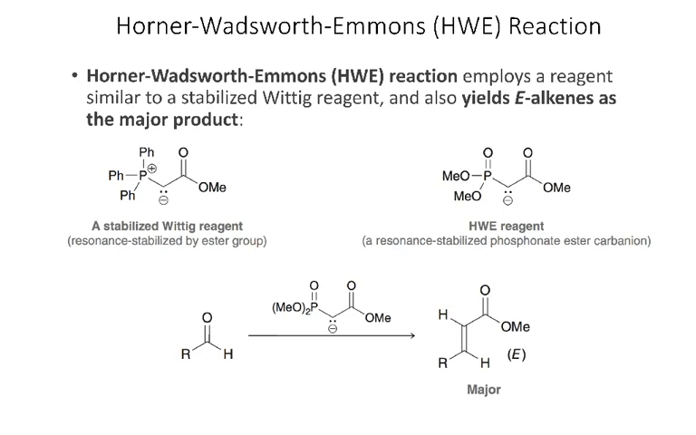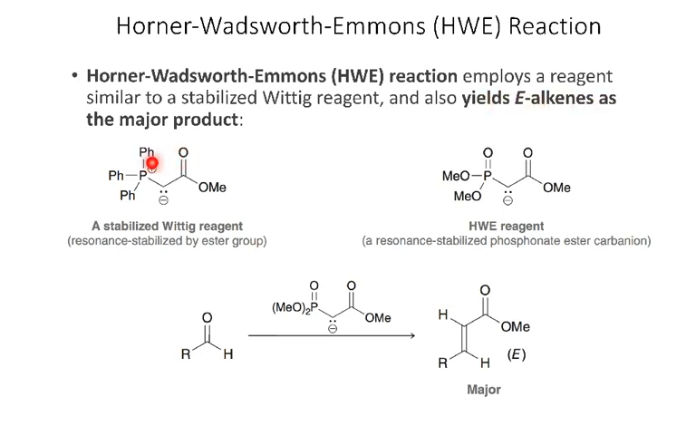Okay, I don't want to spend too much time on this slide, but the book mentions these Horner-Wadsworth-Emmons reactions, or HWE reactions, and you may see it in some of the examples in the book, so I at least wanted to mention it. These reactions employ a reagent very similar to the stabilized Wittig reagent, and so it also yields E-alkenes as the major products.